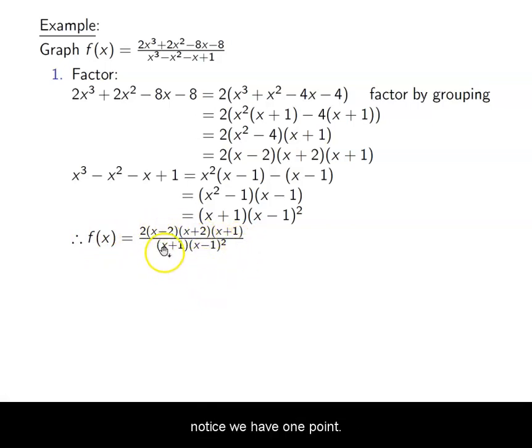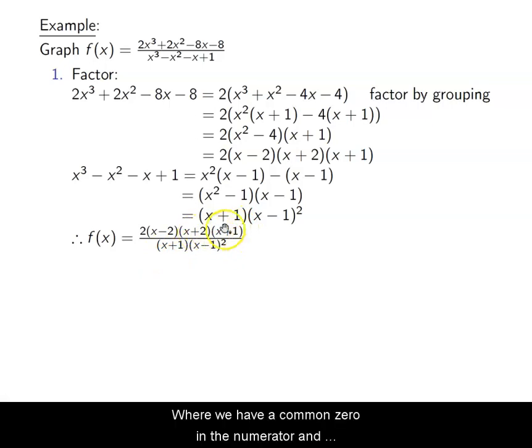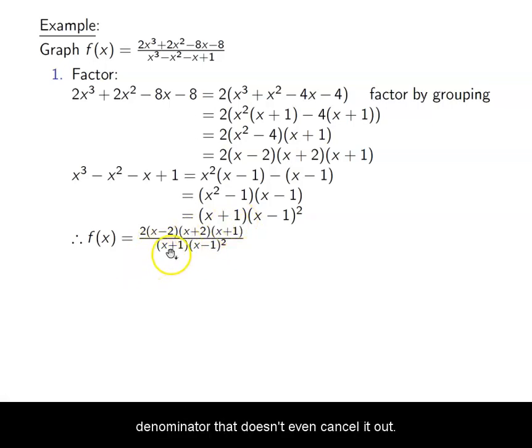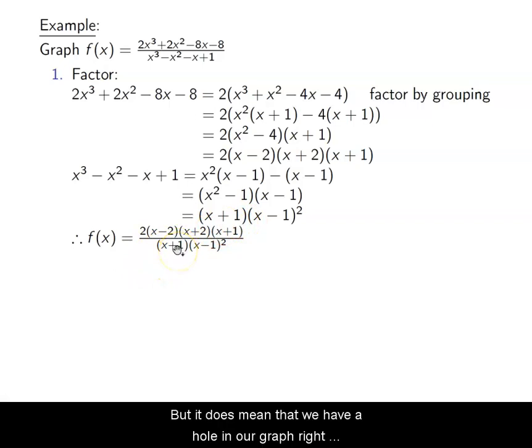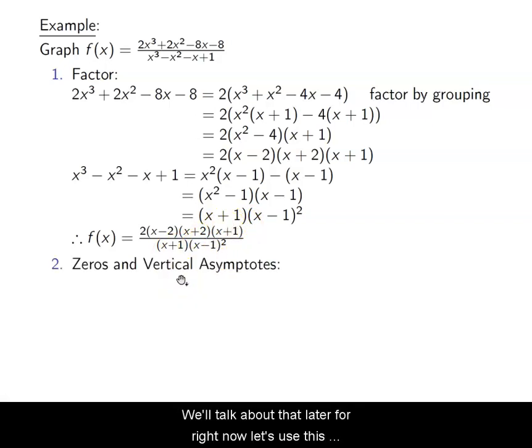Okay, so if you notice, we have one point where we have a common 0 in the numerator and denominator. That doesn't mean we cancel it out, okay? But it does mean that we have a hole in our graph, right? Because there's a common 0 in the numerator and in the denominator. So we'll talk about that later. But for right now, let's use this factorization to talk about my zeros and my vertical asymptotes, right?